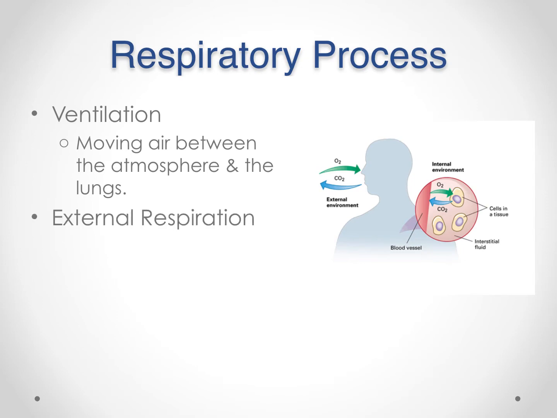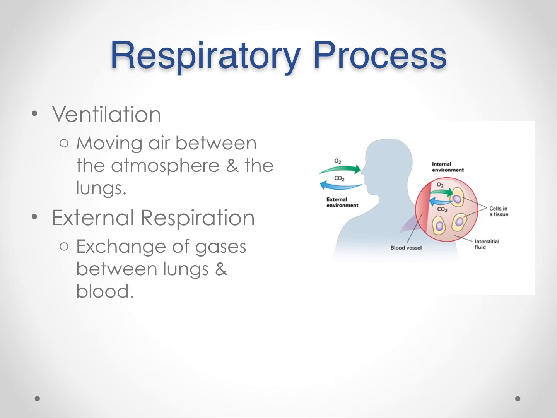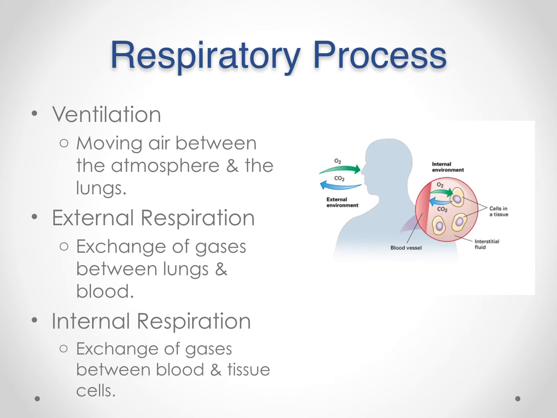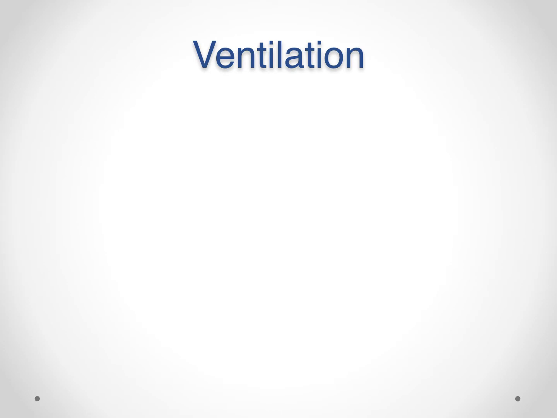Then we've got external respiration. The way I like to describe this is our pulmonary circulation, because this is where we see the exchange of gases between the lungs and our blood. And last but not least, we have internal respiration, which again I like to describe as systemic circulation. So this is the exchange of gases between blood and all other major body tissues. When we break down each of these pieces, we've got to start with ventilation.